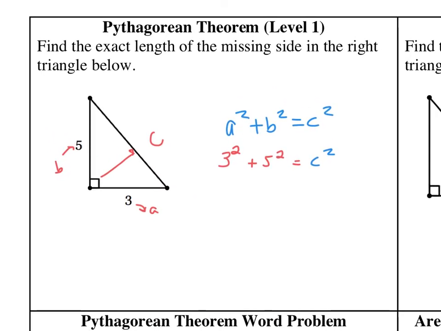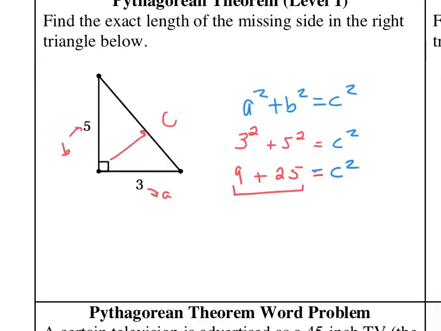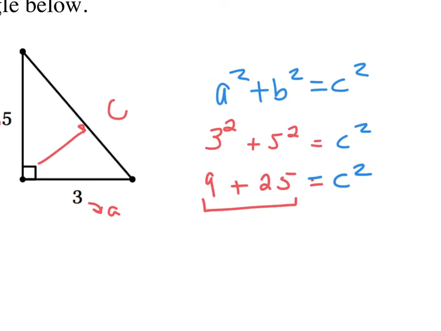Well, now you have to ask yourself, what's 3 squared equal to? 3 squared is equal to 9, because 3 times 3 is 9. What's 5 squared equal to? Well, 5 times 5 is 25. And then I set that equal to c squared. I now add my 9 and my 25, which is 34. So I get 34 is equal to c squared.